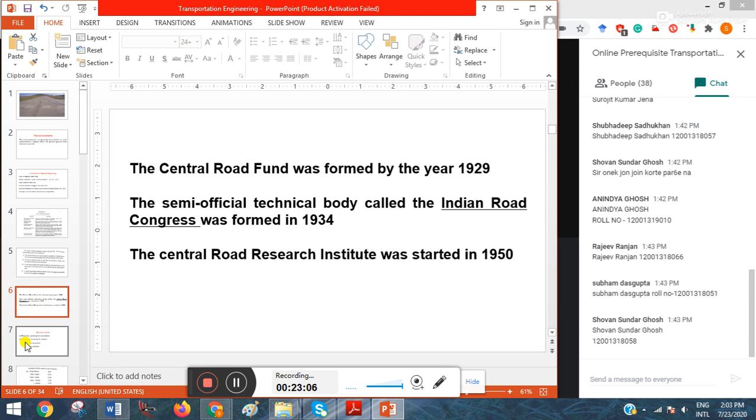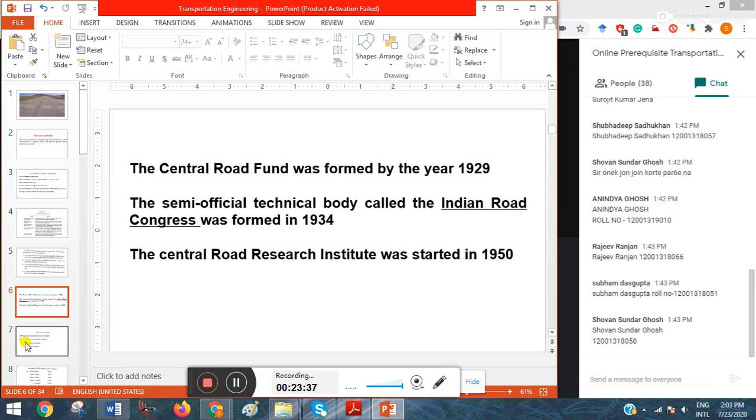Recently, the rate of collection of the levy towards the CRF has been revised in order to augment the revenue under this fund. Now these things are totally revised, and some new rules have come, and now the system is totally changed. But this was the first system when the first revolution in Indian roadway had started.